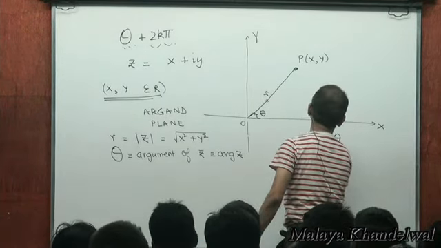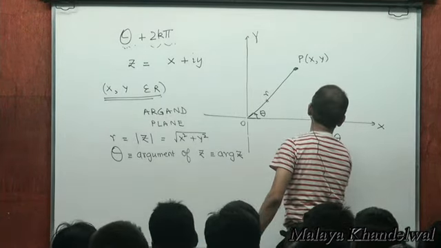Now, suppose P represents a complex number Z. Z could be say x plus iy. That means the coordinates of P are x comma y. R is the modulus of Z and theta is the argument of Z, right? So the point x comma y represents the complex number Z, right?